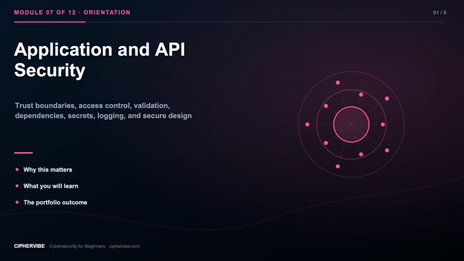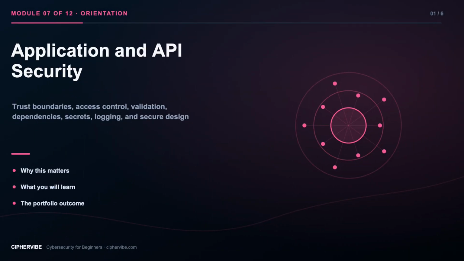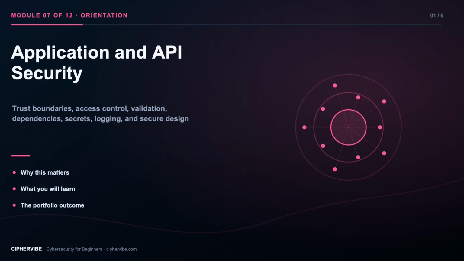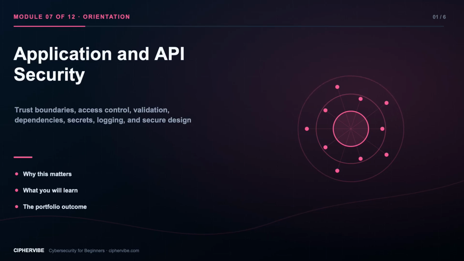Welcome to Module 07 of 12 of the CipherVibe Cybersecurity for Beginners course. Today, we will make application and API security understandable, practical, and connected to the rest of your learning path.